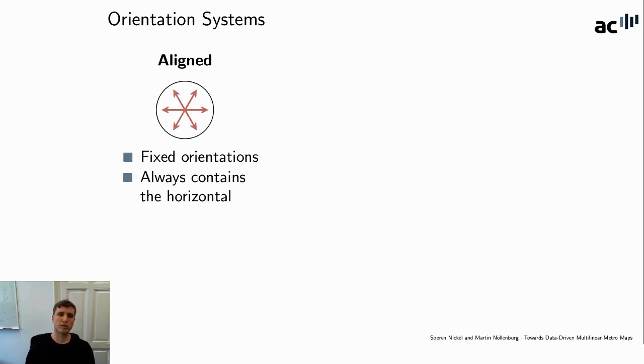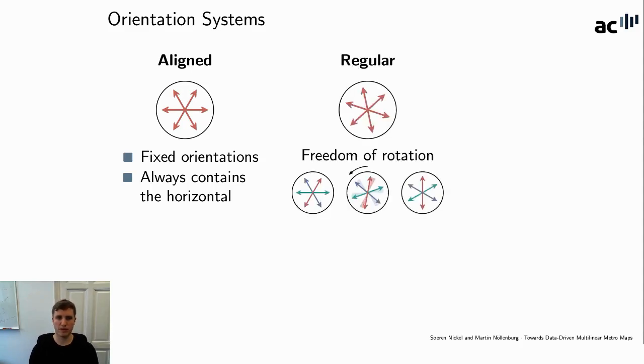In this work, we consider 3 different kinds of orientation systems, so let's look at them one by one. The first one is an aligned orientation system. That's the first examples that you have seen, where you have fixed orientations. Consecutive orientations have a similar angle to one another, and the horizontal is part of this orientation system.